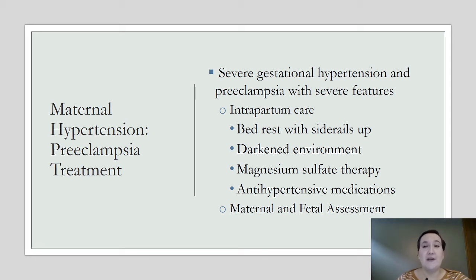And now we have preeclampsia with severe features. So now our preeclampsia is not only spilling urine, but we've got some other concerning symptoms as well. We're going to put them on bed rest with the side rails up. Why do I care about side rails? We're concerned about seizure activity. We're concerned about our symptoms continuing to progress to the point, our neurological symptoms, that we end up with full-blown eclampsia.